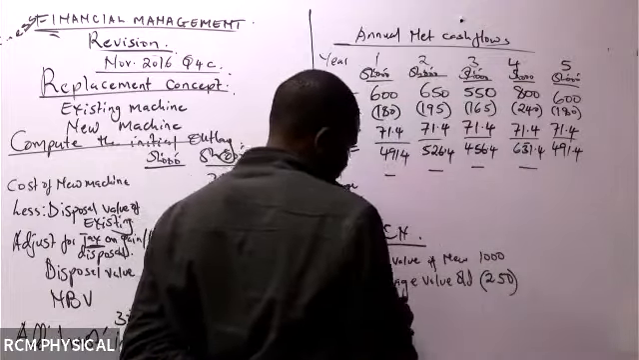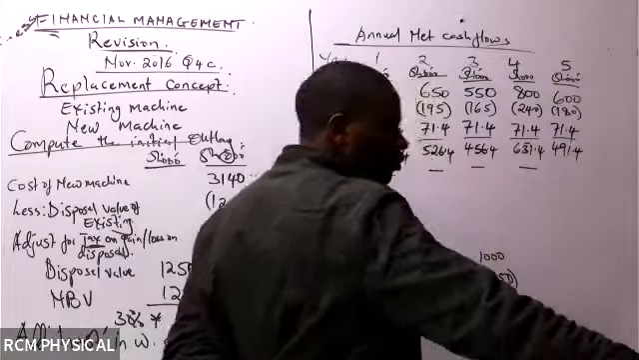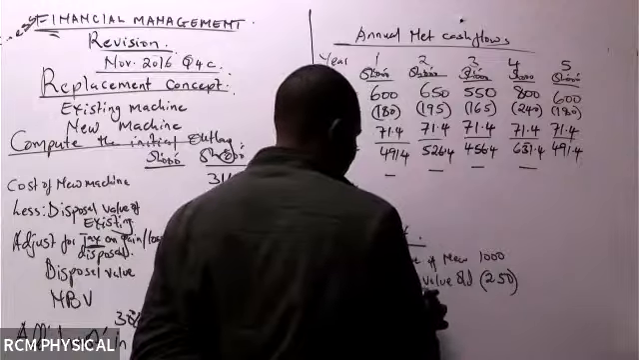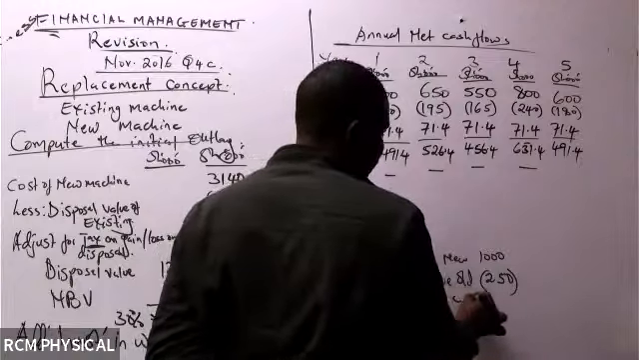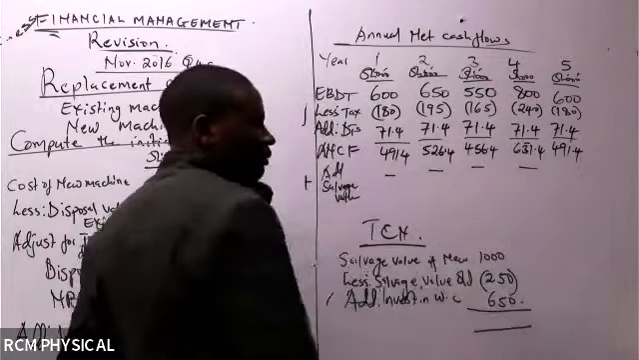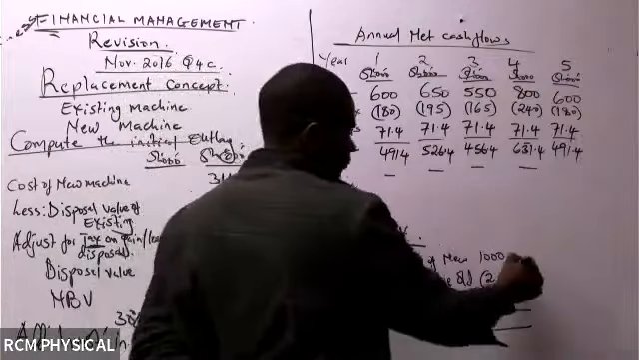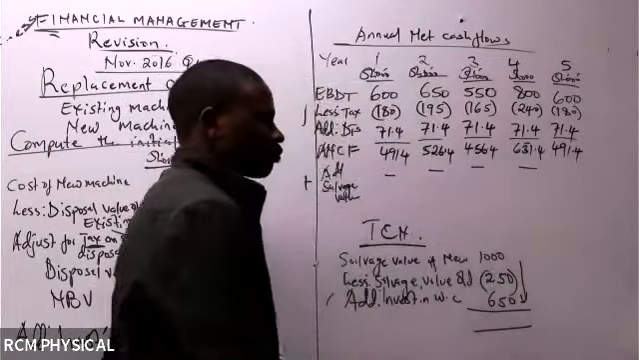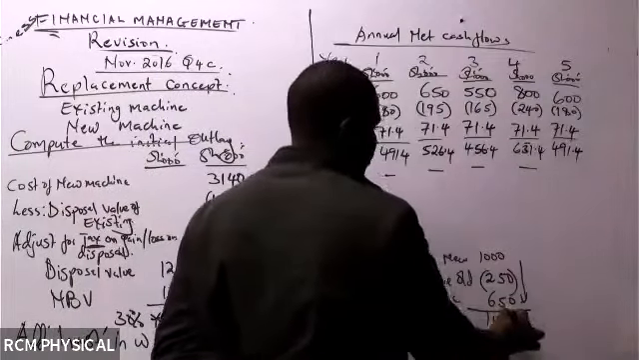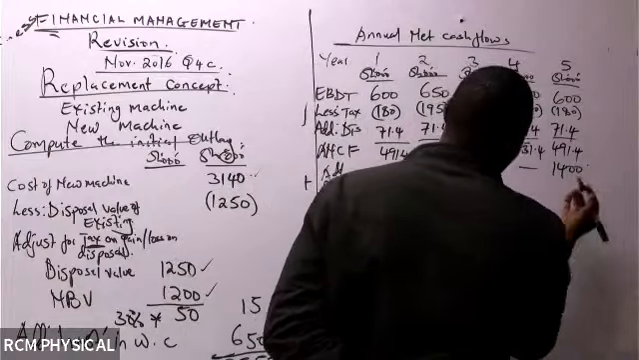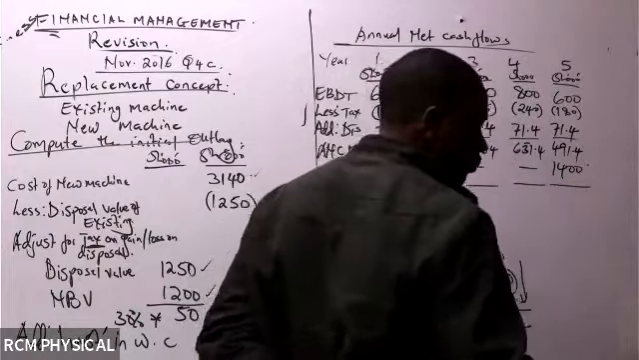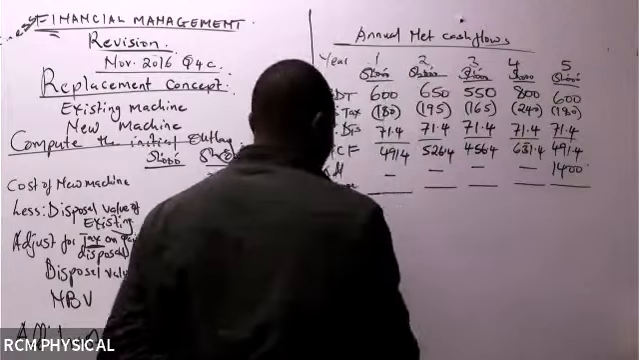And then you add what? What do we add? Investment in working capital. 600. Now all of that will be discounted together, and you get your net cash flow, total and unit cash flow.